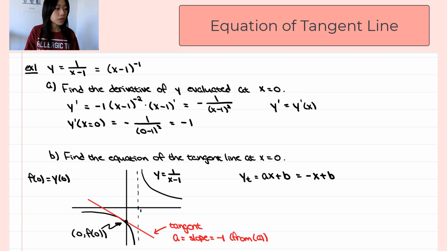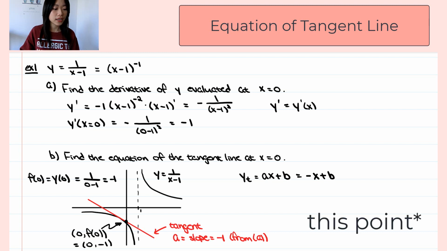So we substitute 0 into the original function. That is 1 over 0 minus 1. And this equals to negative 1. So this point, the coordinate is 0 and negative 1. And we know that the tangent line passes through this point. So we can substitute this point into the equation of tangent to find the b.